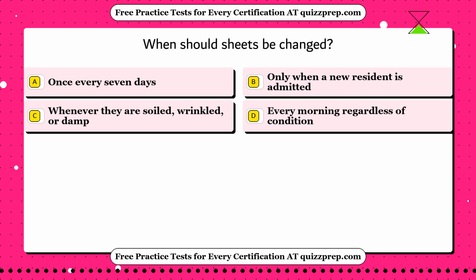Question 86. When should sheets be changed? Option A, once every 7 days. Option B, only when a new resident is admitted. Option C, whenever they are soiled, wrinkled, or damp. Option D, every morning regardless of condition.